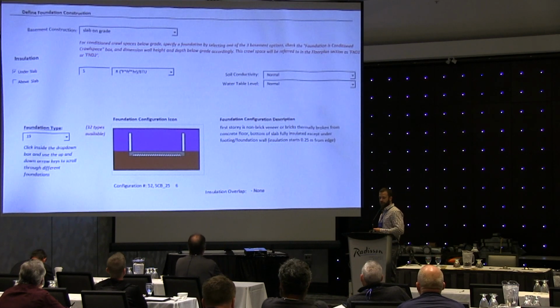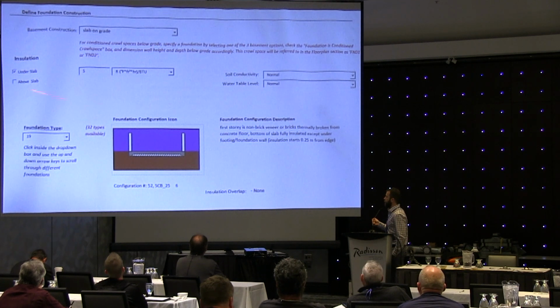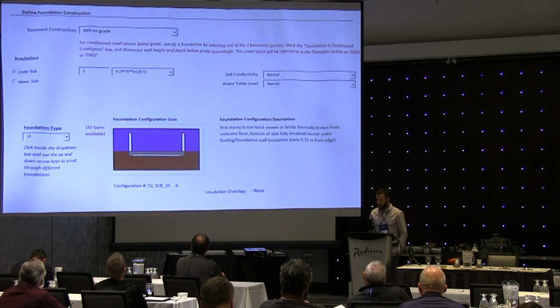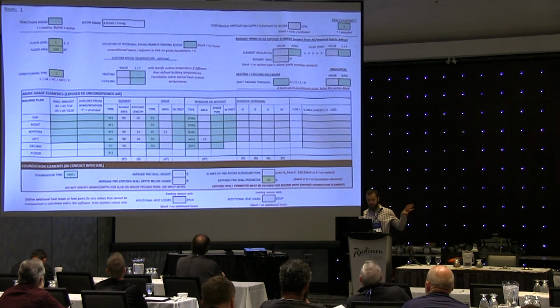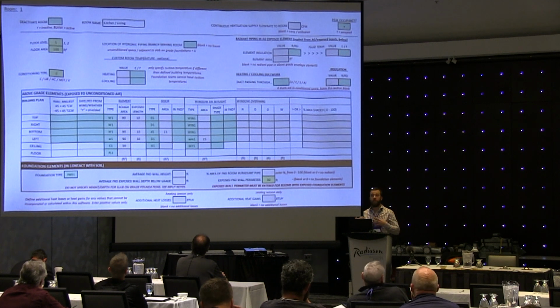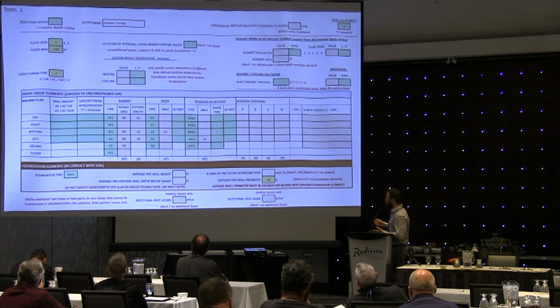This is a little snapshot of how you define a foundation. For example, this is a slab on grade. You define where the insulation is, what the insulation configuration is like, if you have insulation under the footings, soil conductivity, water table level. So it's quite detailed. Once you define the construction of the building, then you define the dimensions of it, like how much area of different walls and doors and windows and everything are exposed to the outdoors.